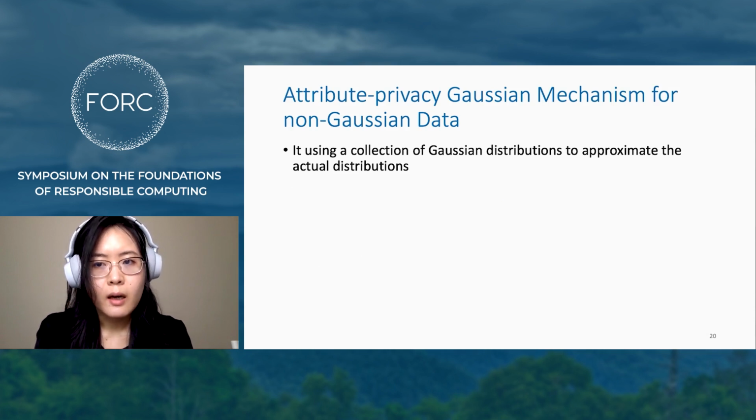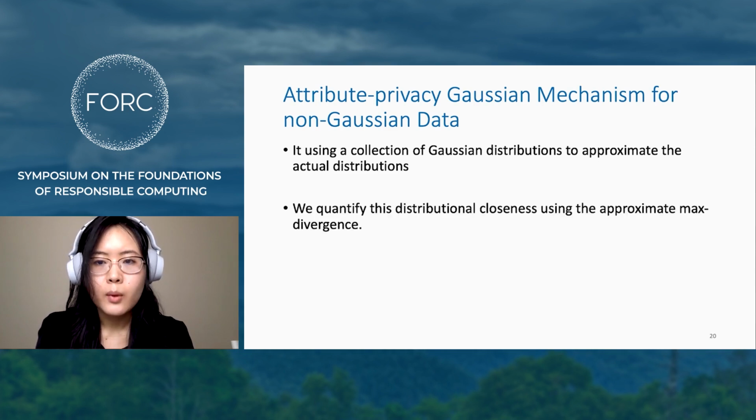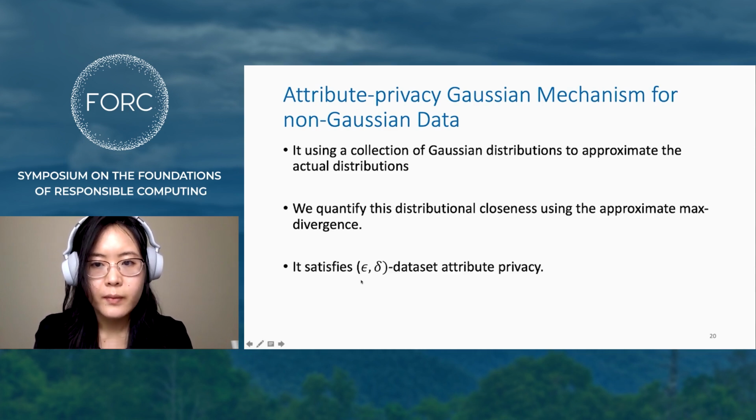A natural question is how we can apply the Gaussian mechanism when the distributional assumption doesn't apply. Our idea is based on using a collection of Gaussian distributions to approximate the actual distribution. We quantify this distributional closeness using approximate max divergence. Then the mechanism still satisfies epsilon-delta dataset attribute privacy, where this epsilon and delta depend on the approximate max divergence between the actual distribution and the Gaussian approximation.